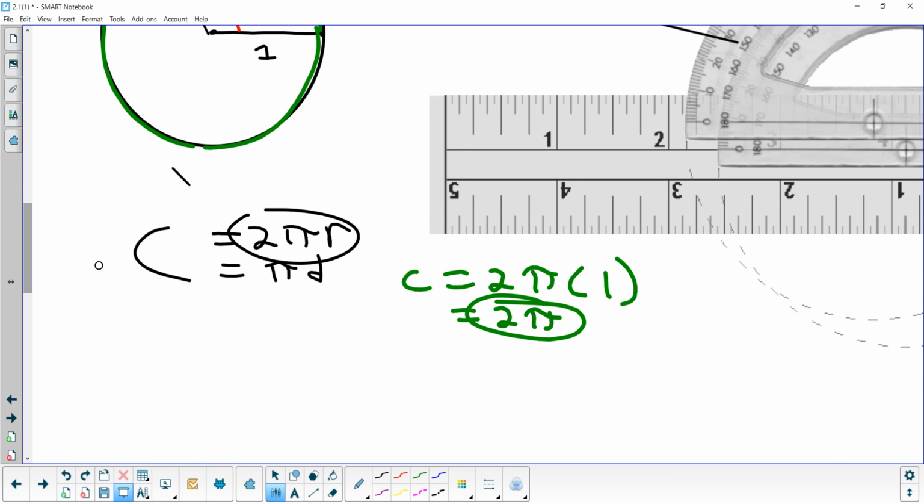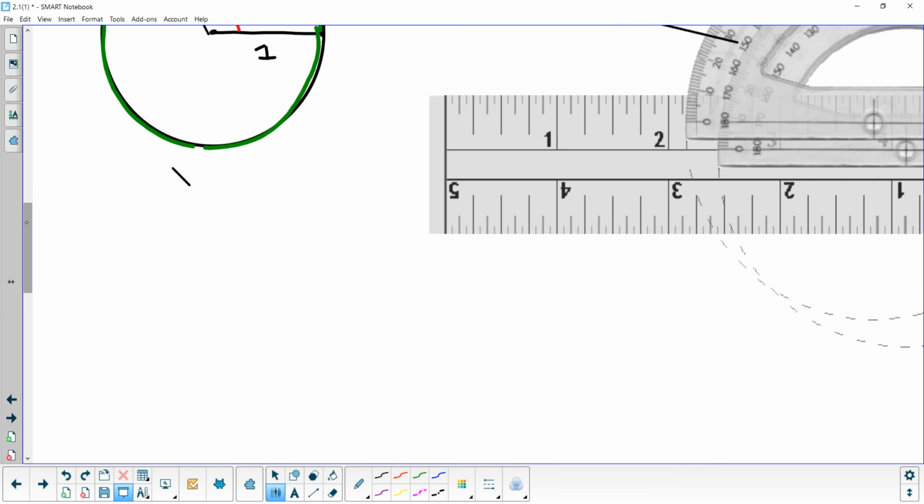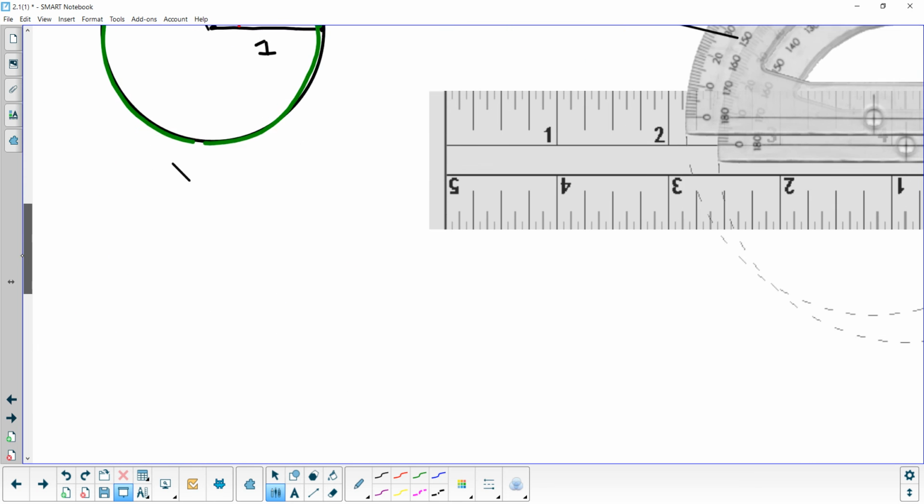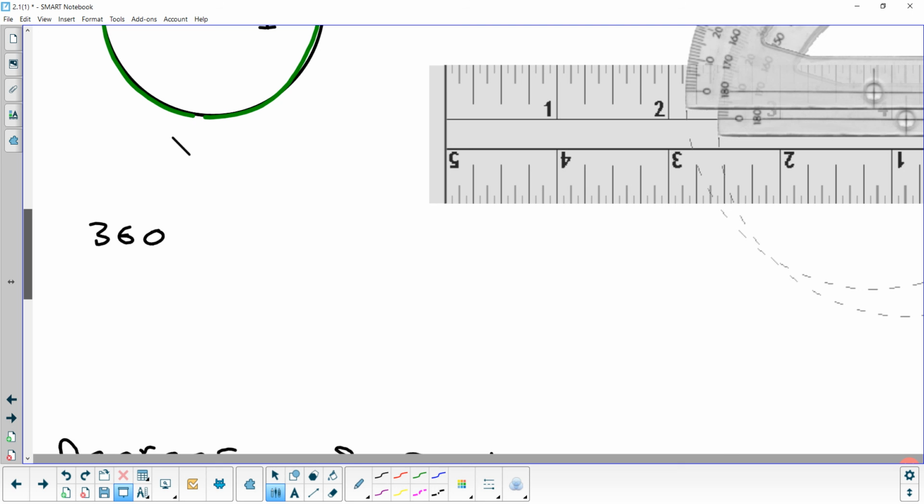So let me copy down what I wrote. 360 degrees equals 2 pi radians. What could I divide each side by to make this a little bit easier at least? Yep, Tom? 2. We can divide each side by 2. At least it makes it even a little bit easier.